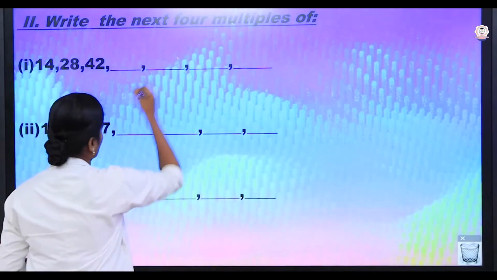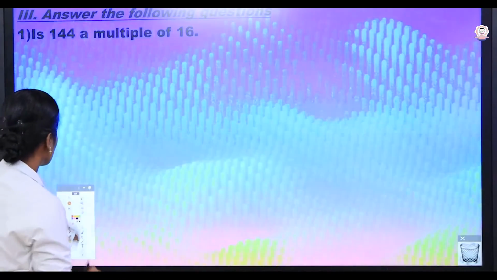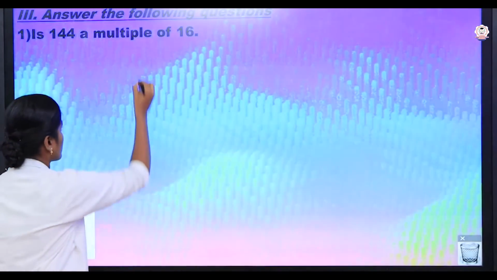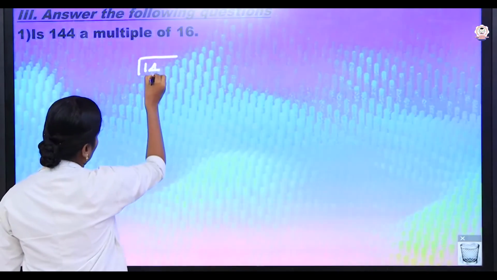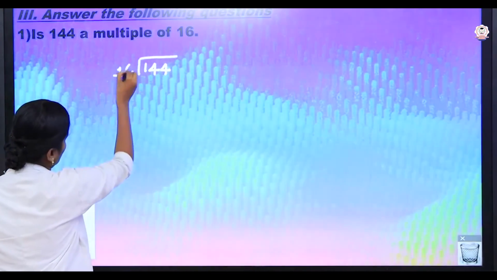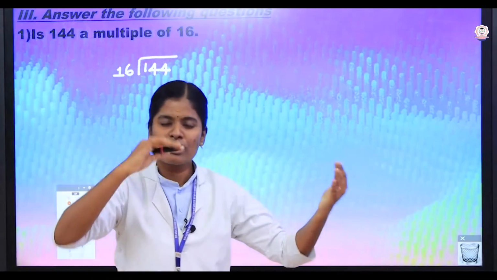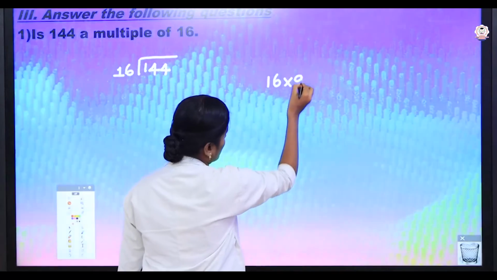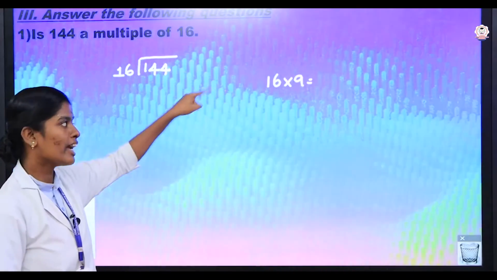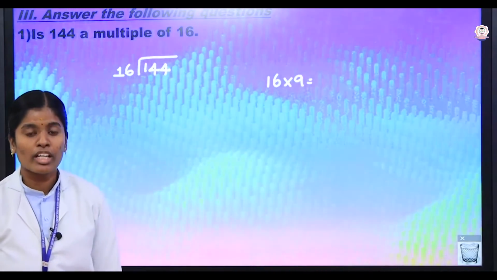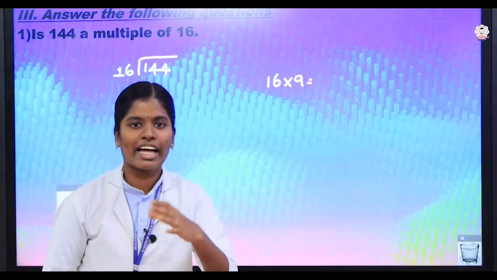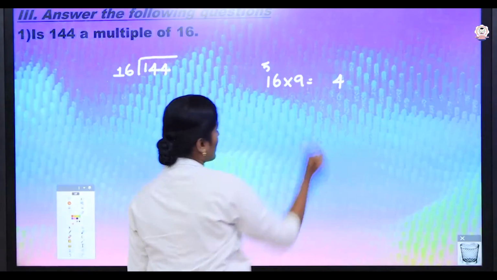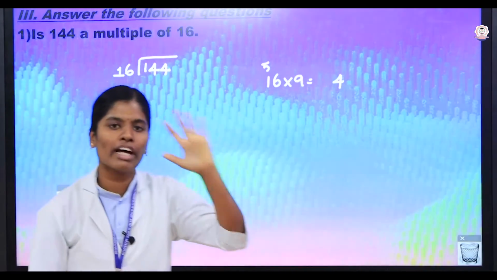So take 144 and divide it by 16. In the 16 table, 16 zeros are 0, 16 ones are 16, and so on up to 16 nines are. So what is the answer? 16 nines are. Take 9 multiply by 6 and 9 multiply by 1. 9 sixes are 54. So write here 4, carry 5. 9 ones are 9. Keep 9 in the mind, 5 in the finger.